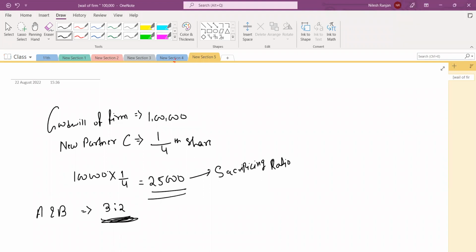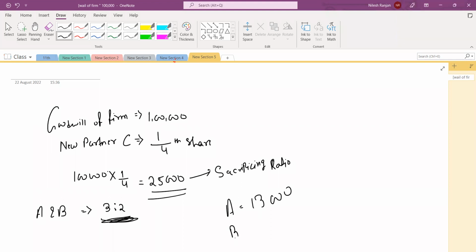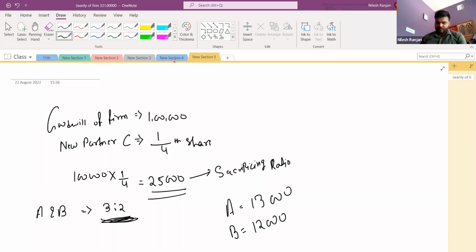A will get 13,000, and B will get 12,000. So you are saying A will get 13,000 and B will get 12,000. And how have you calculated this? Sir, as per the ratio, I've just done it as per the ratio.